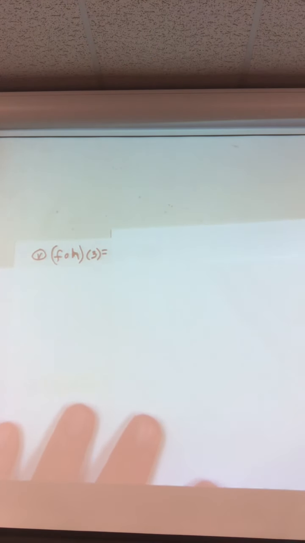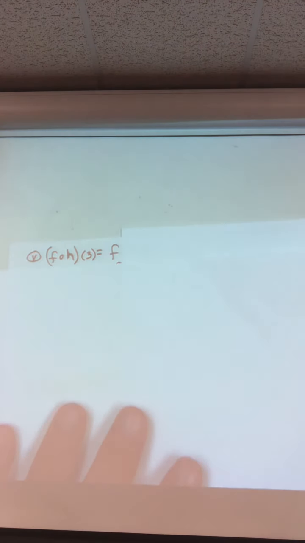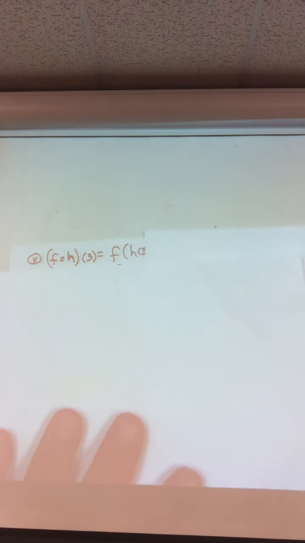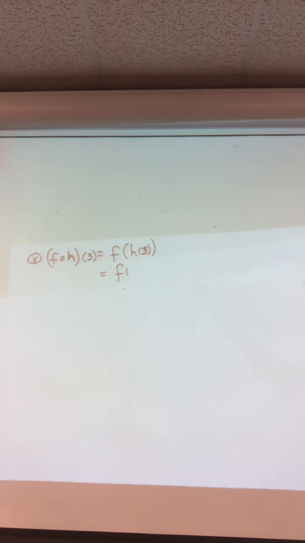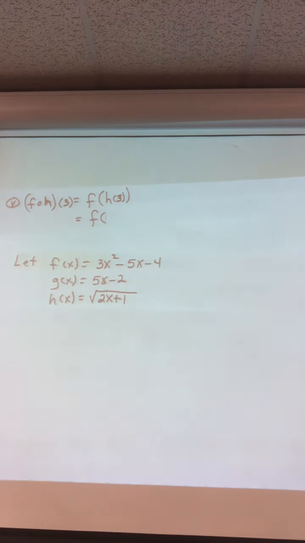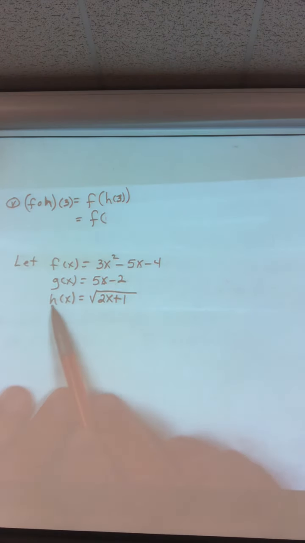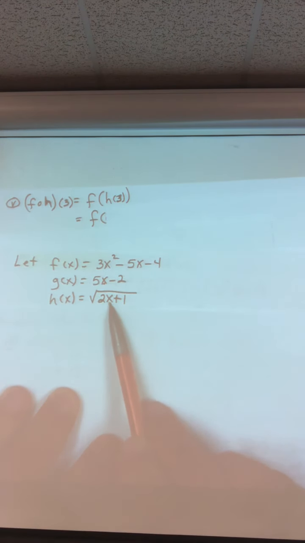So F composed with H of 3. What letter's first? F. Then you do a big parentheses. What 2 letters is next? H of 3. Close parentheses, close the big parentheses. All right, come right up under that. F, parentheses. Now we've got to find H of 3. How do you find H of 3? You come to the H function and put 3 right here.